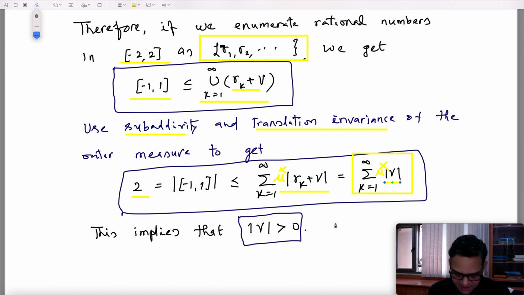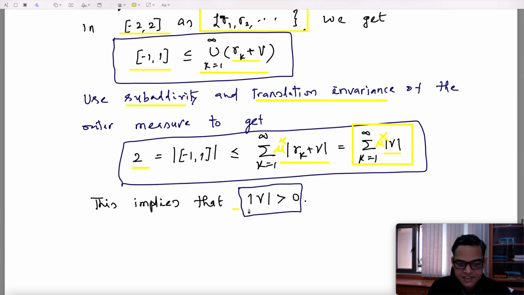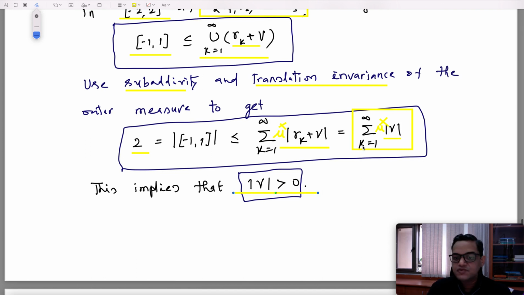And for this B, there were only two choices. One is that it is 0 or it is positive. So 0 is going to contradict it immediately. The other possibility is that mu star of B is positive. For that there is absolutely no issue at the moment. If mu star of B is positive, we do not get any contradiction.